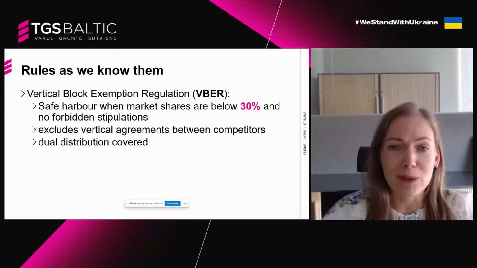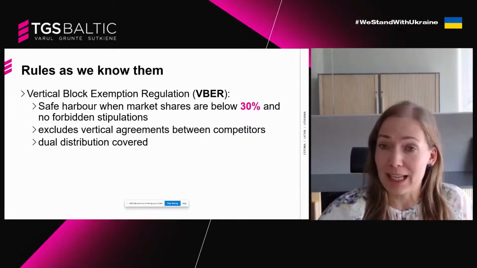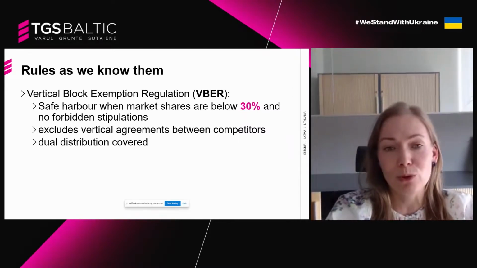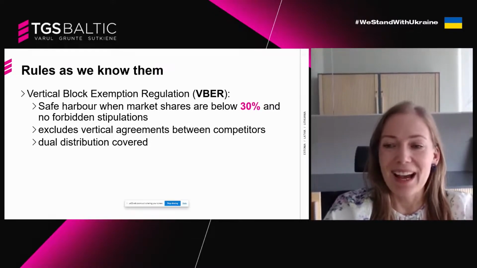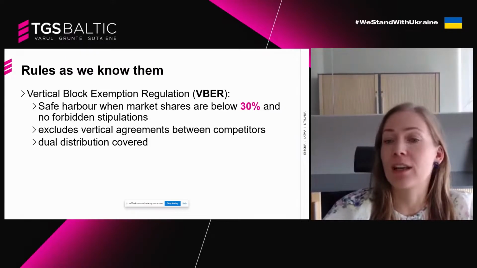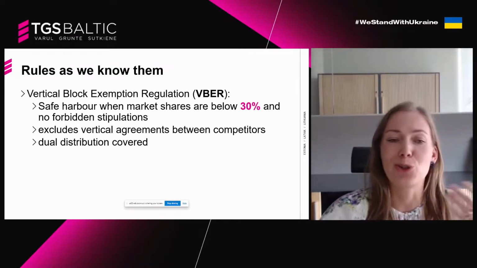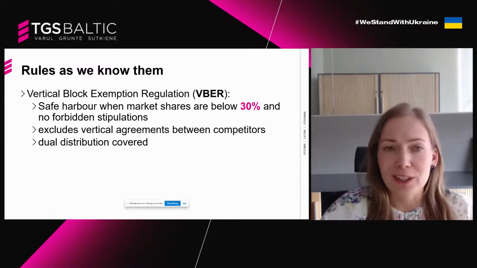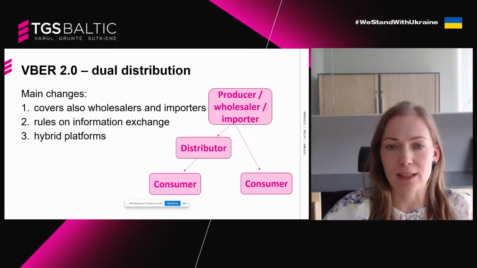So at the moment, we have this vertical block exemption regulation, and that has been already in place for a lot of years now. And in these rules that are already in place or used to be in place, usually vertical agreements between competitors are excluded. But this dual distribution, as explained, is covered. But what now changes is basically three things.